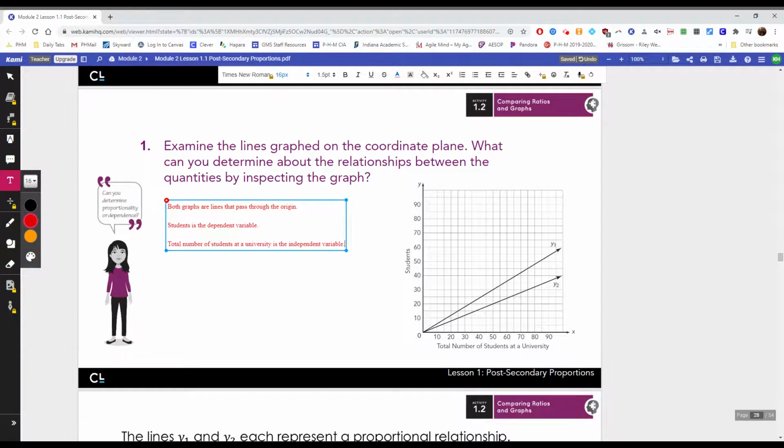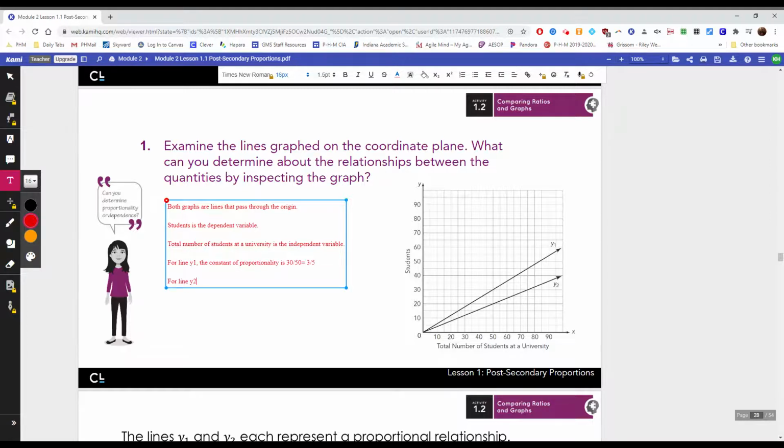We could take it a step further. We could actually find the constant of proportionality for y sub 1 and y sub 2. So if I find some lattice points here, a lattice point would be where it crosses right through the intersection of a horizontal grid line and a vertical grid line. For y sub 1, I see a point right there, which is 30 students and 50 total students. So for line y1, the constant of proportionality is 30 over 50, which equals 3/5.